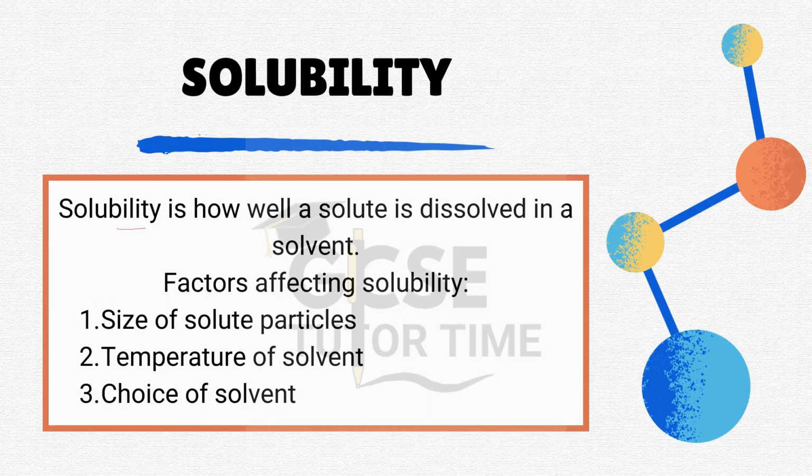Solubility. What is solubility? Solubility is how well a solute is dissolved in a solvent. For example, if you take salt water, when you added salt to water, we can't see the salt particles in the solution. So how well that salt has dissolved in water is solubility. Factors affecting solubility: size of solute particles, temperature of the solvent, choice of solvent.